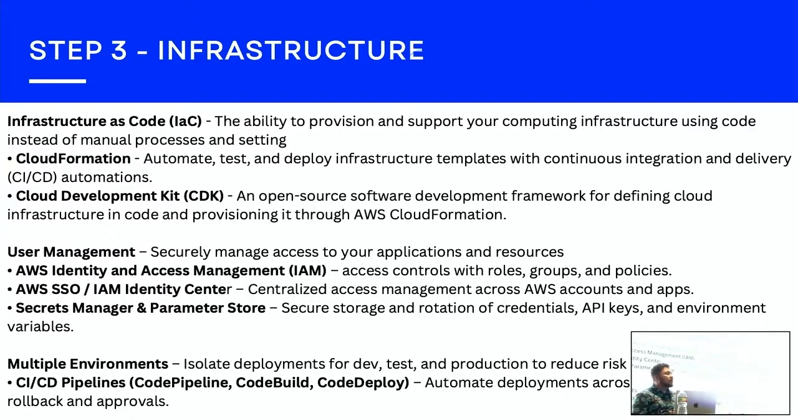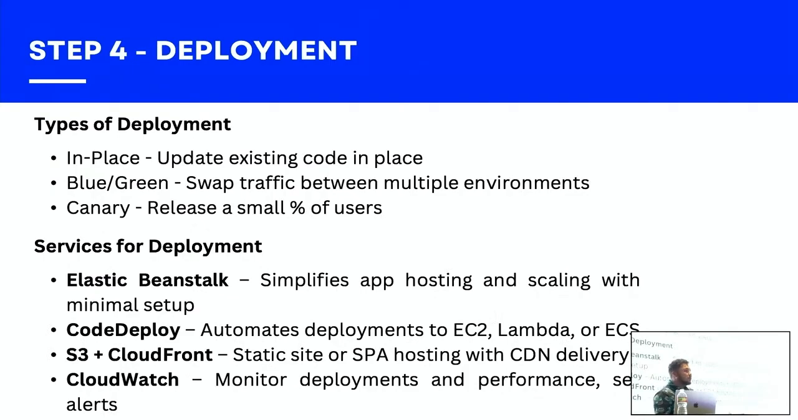So that's step 3, our infrastructure. Step 4, we have deployment, the actual deployment itself. There are several different types of deployments. Three I want to talk about really quick are, just in place, which is updating existing code. That's like if I did a git clone and pushed something, or if I just went into the server and changed some code.